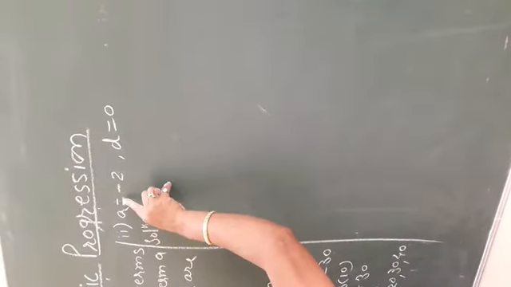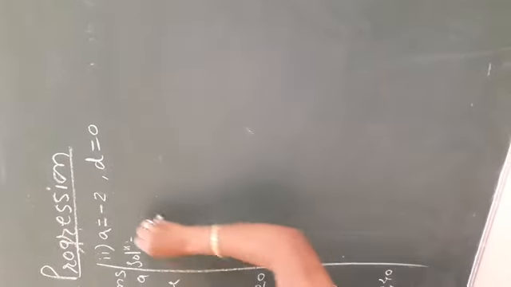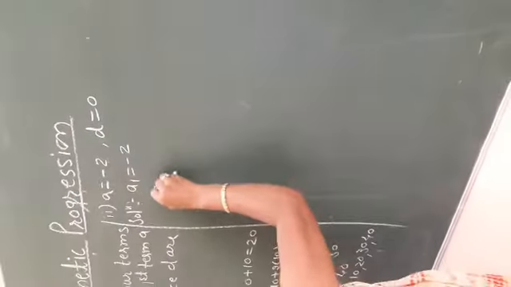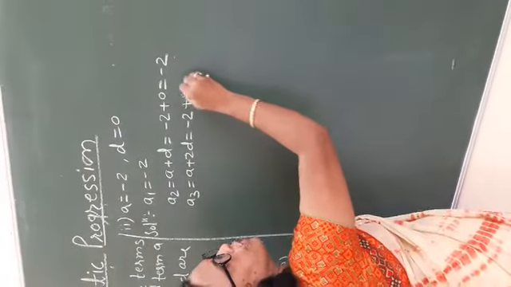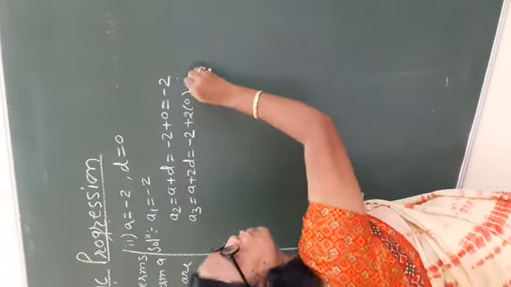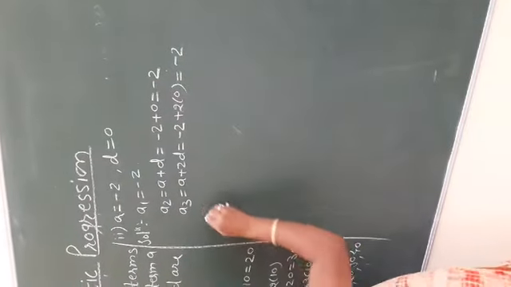Second problem: the first term A is -2 and D is equal to 0, that is the common difference. So the first term is -2. Second term is A plus D. A is -2 but D is 0, so what we will get? -2. A3 is A plus 2D. What is the first term? -2 plus 2 into 0, because the common difference is 0. 2 into 0 is 0. So -2 plus 0 is -2.